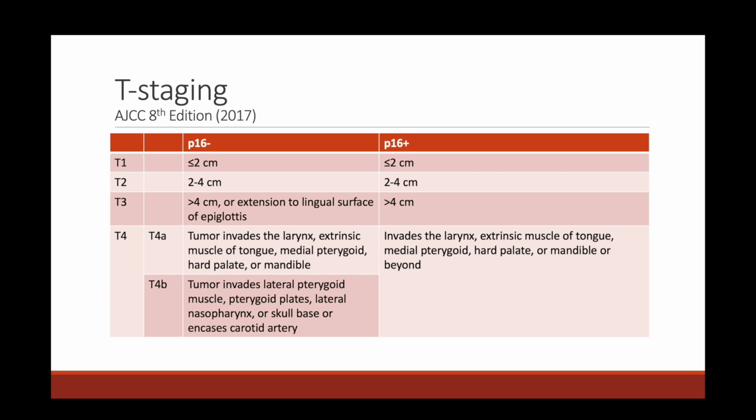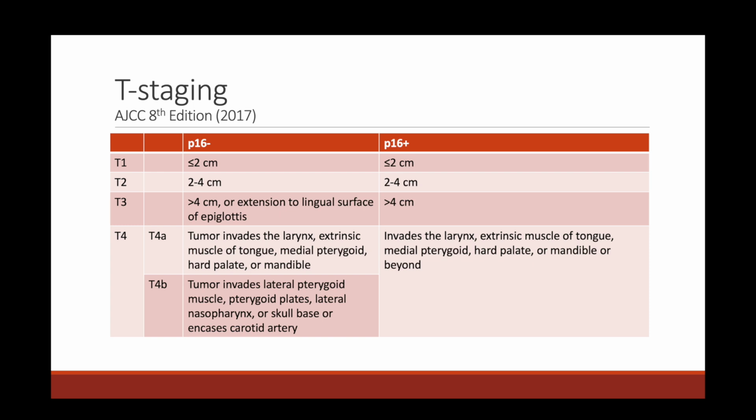So T1, 2, and 3 are fairly similar, right? T1 is less than or equal to 2 centimeters, T2 is 2 to 4 centimeters, and T3 is anything greater than 4 centimeters, or for P16 negative, anything with extension to the lingual surface of the epiglottis. Now, T4 is anything that invades adjacent structures. For P16 positive, it's just T4, and it's anything that invades the larynx, extrinsic muscles of the tongue, medial pterygoid, hard palate, mandible, or beyond.